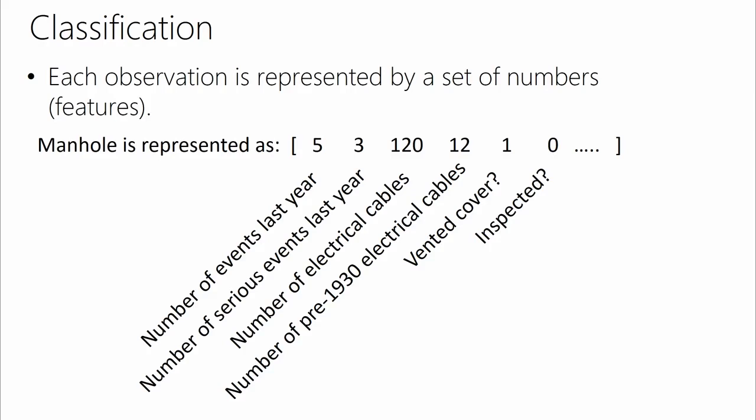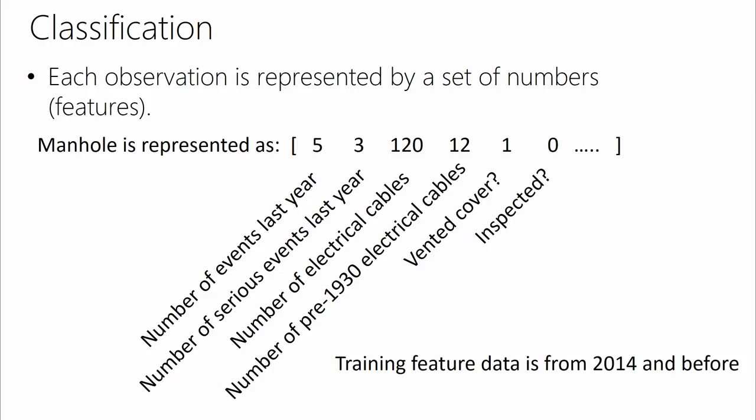You could give them all weights and add them all up. But how do you know the weights? And that's what machine learning does for you. It tells you what combinations to use to get the best predictors. So for the manhole problem, we want to use the data from the past to predict the future.